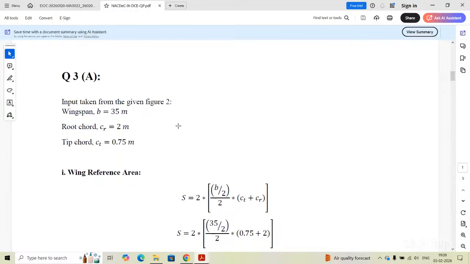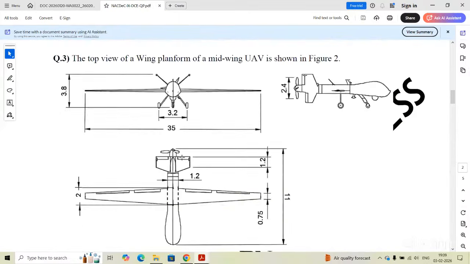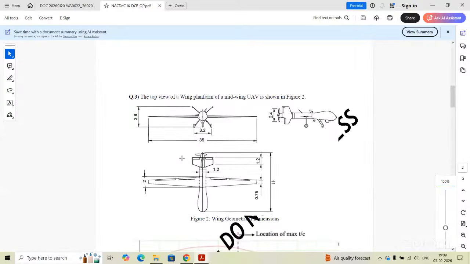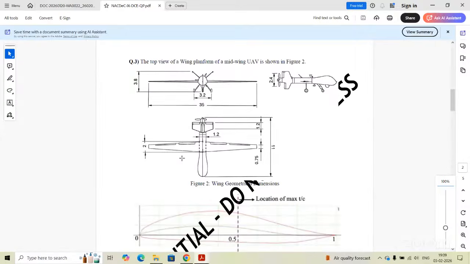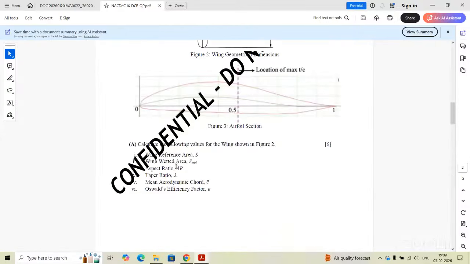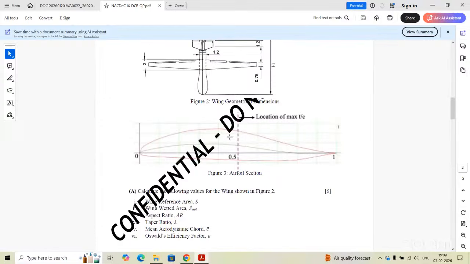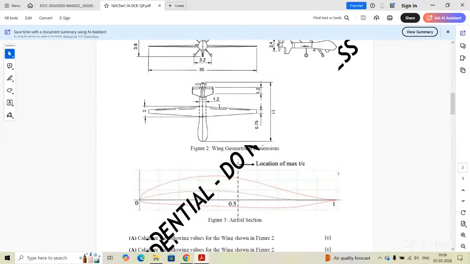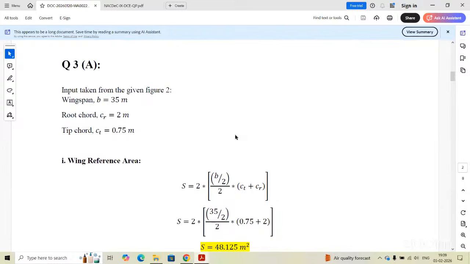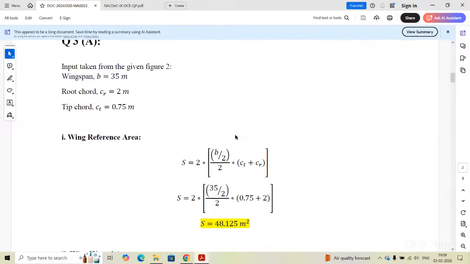A part is very simple about the geometrical calculations. Some of the geometry has been shown in the figure itself, and you have to calculate these 6 parameters out of this geometry which is shown in figure 2. So these are simply formulas or geometry based only.